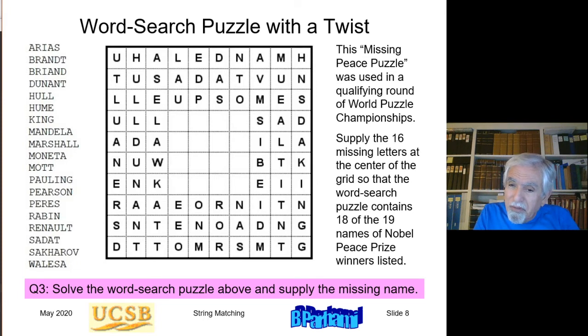And I'm going to ask you to solve this word search puzzle, supply a missing name. So basically, send me an image of the puzzle after you have completed it and marked all the names, and then tell me which of those names is missing from the puzzle. So that's your question 3.